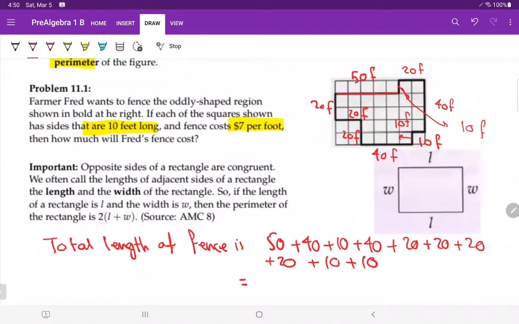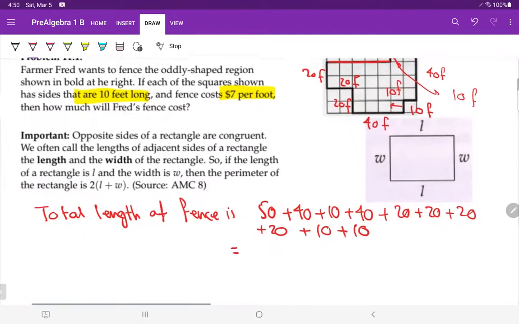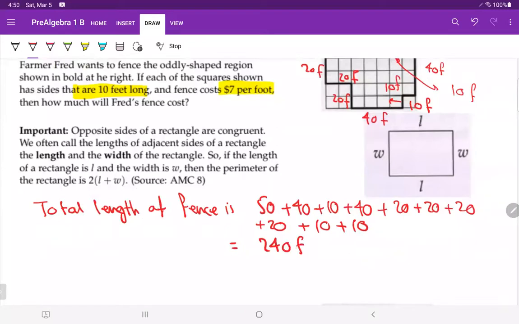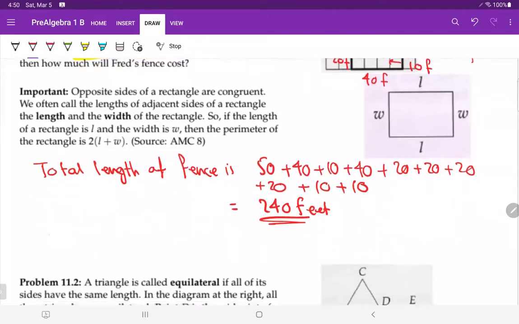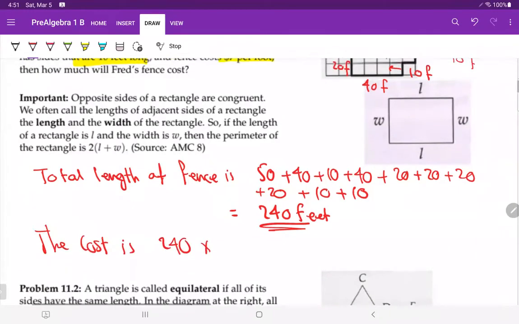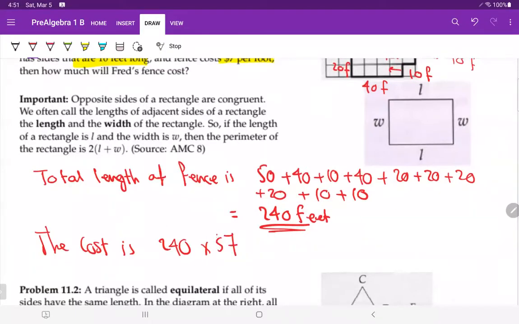Because we need to get the length of the fence. So the total is 240 feet. So this is the length of the fence, right? But the goal is to get the cost. So the cost is 240 times how much? $7 per foot. And we have 240 feet. So we got $1,680. The cost of the fence. Right.